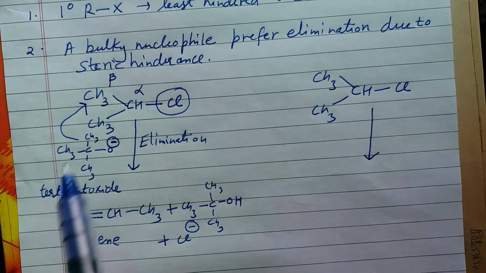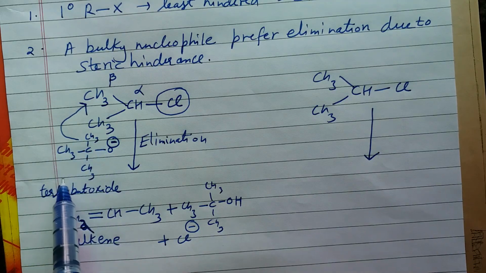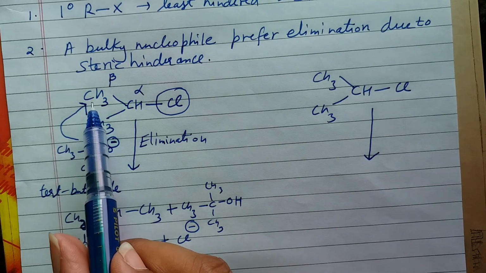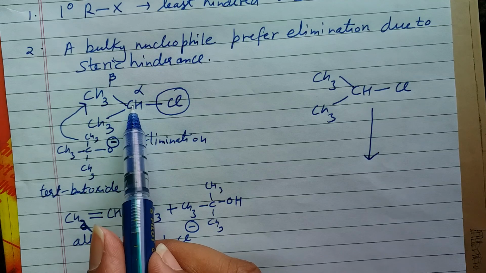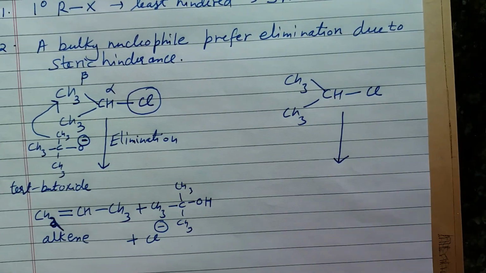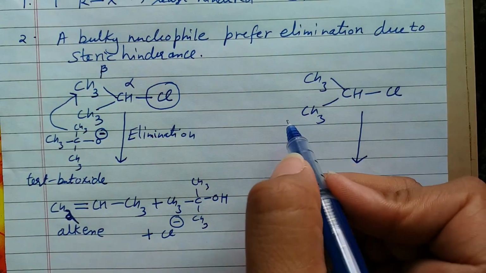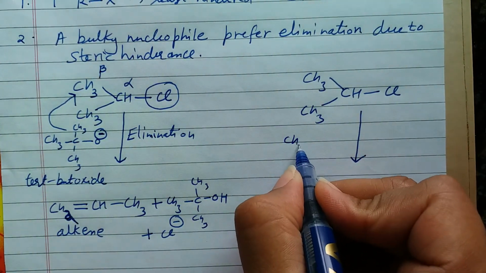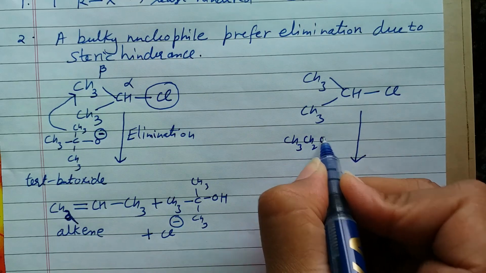I hope you've understood why elimination, because the nucleophile was bulky. It preferred to attack the beta carbon rather than going up to the alpha, taking away a hydrogen. Elimination forms alkene. Now, let's say the same alkyl halide is this time attacked by CH3CH2O minus.